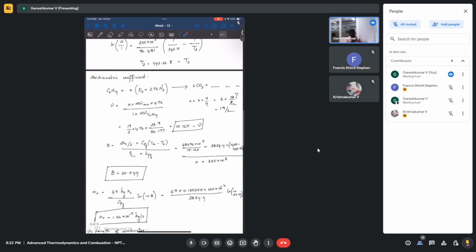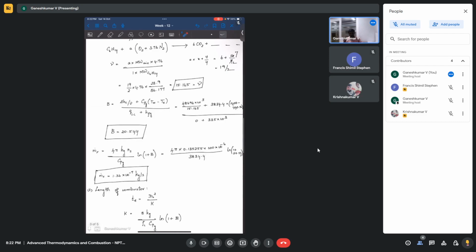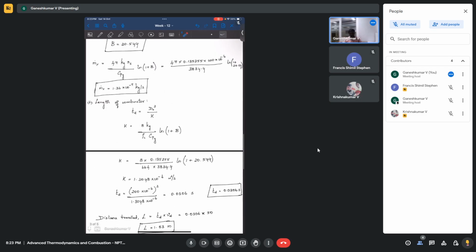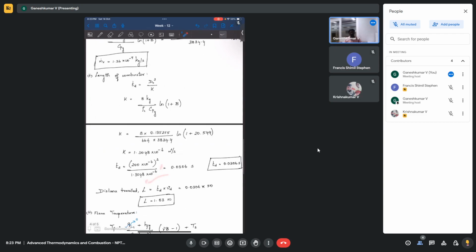And another thing we need to know is the stoichiometric coefficient, which is the mass of oxidizer by mass of fuel at stoichiometric condition. Once we find this, we can find B, and once we find B, we can find m dot. Similarly, you can find the droplet lifetime. For droplet lifetime, you require the evaporation constant, and for the evaporation constant we also have a relation. Once you find the evaporation constant, you can find the droplet lifetime. If you find the droplet lifetime, then you can find the length of the combustor. This is the combustor length I require.